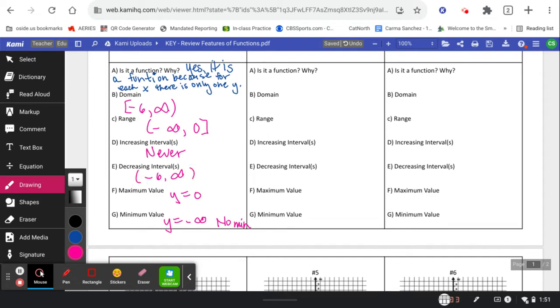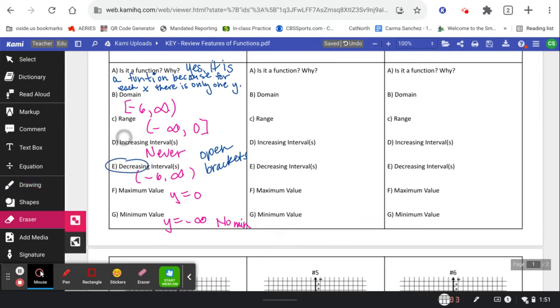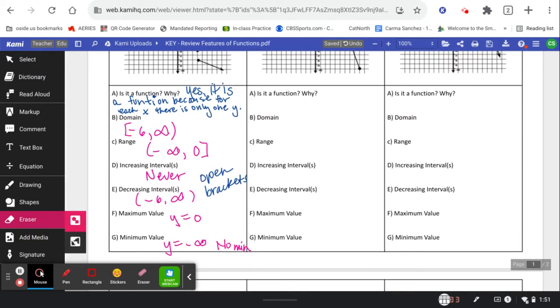Remember that for decreasing and increasing intervals, we always use open brackets. Like there's no such thing as a closed bracket when we're talking about increasing and decreasing. Okay? All right, that one's done. How'd you do? Let's look at the next one.